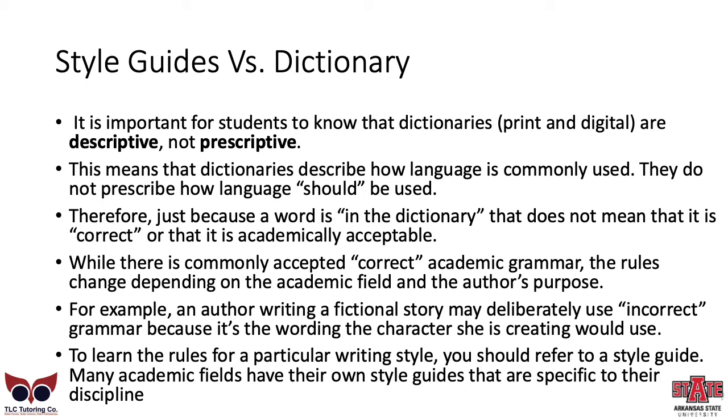While there is commonly accepted correct academic grammar, the rules change depending on the academic field and the author's purpose. For example, an author writing a fictional story may deliberately use incorrect grammar because it's the wording the character she is creating would have used. To learn the rules for a particular writing style, you should refer to a style guide. Many academic fields have their own style guides that are specific to their discipline.